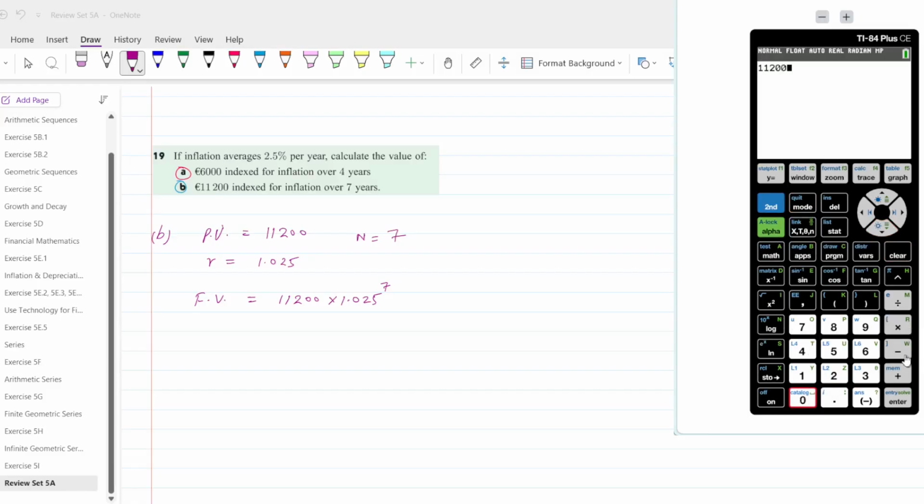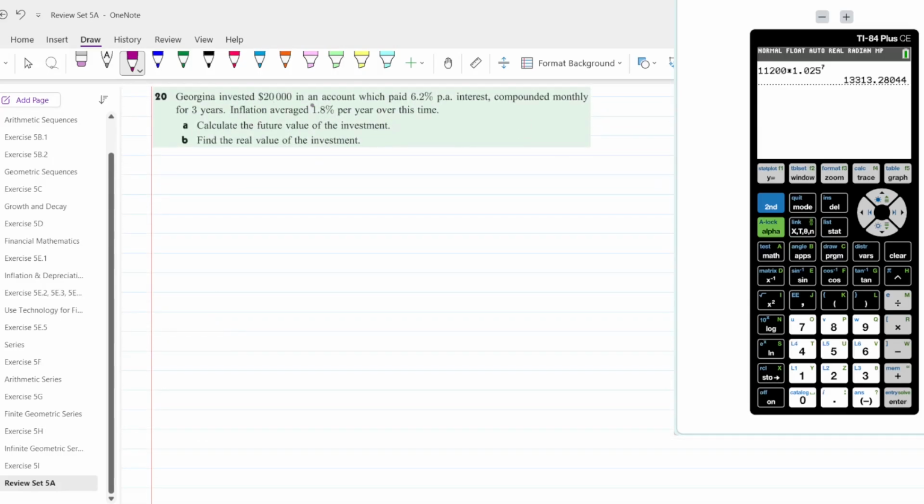$11,200 times 1.025 raised to the power 7. This is 13,313.28 euros. That's the answer. Let's go to the next problem.